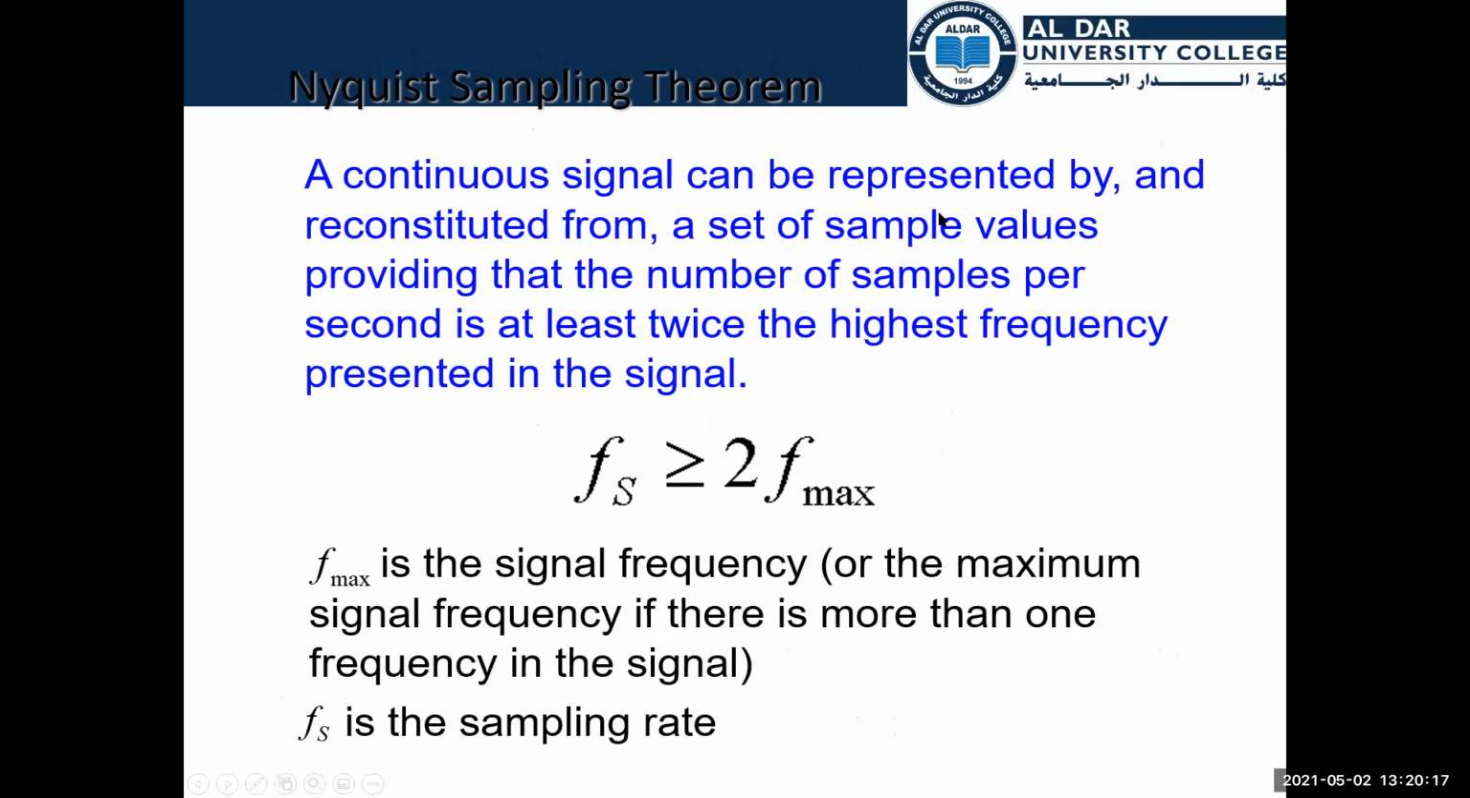A continuous signal can be represented by and reconstructed from a set of sample values, providing that the number of samples per second is at least twice the highest frequency present in the signal. So the best frequency for sampling is double the original frequency. We can say F max: if we have different frequencies in the original signal, we get the maximum frequency and double it and then make it the sampling frequency.